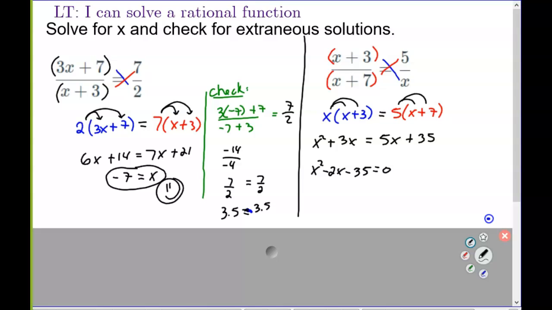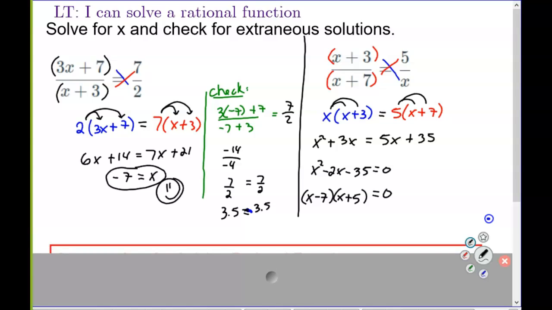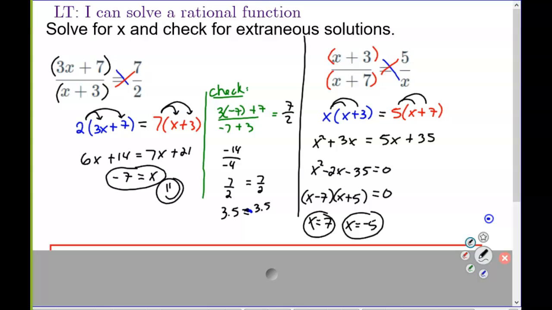And then we get to the point where now hopefully we can kind of factor this in our head. Factors of negative 35 that add up to give me negative 2. X minus 7 and x plus 5. And then we want to solve each one. So if I think of what makes those 0, I'll get a positive 7 and a negative 5.